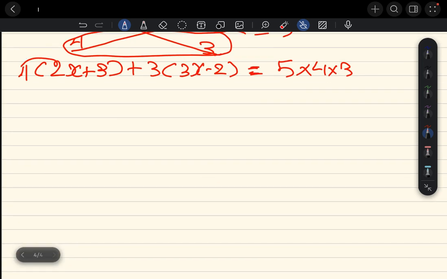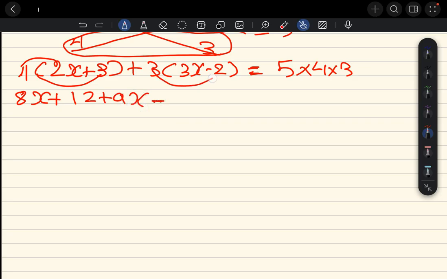So let's expand. 4 times 2x is equal to 8x, 4 multiplied by 3 is equal to 12, plus 9x, negative 3 multiplied by negative 2 equal to negative 6, equal 5 multiplied by 4 is equal to 20. 20 multiplied by 3 is equal to 60. So equal 60. Collect like terms.